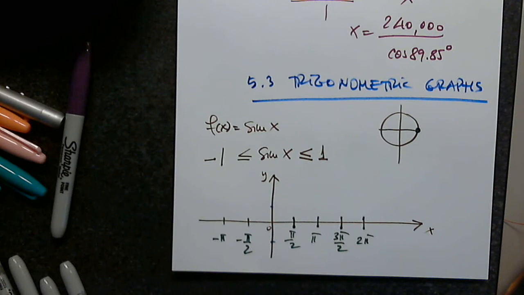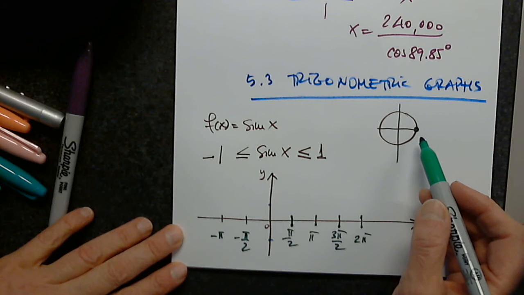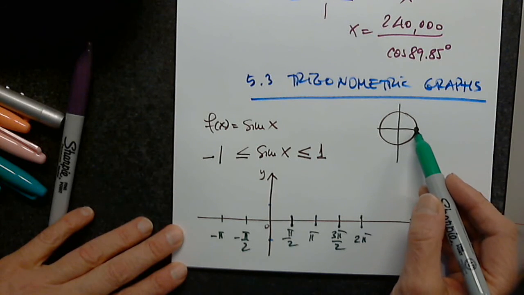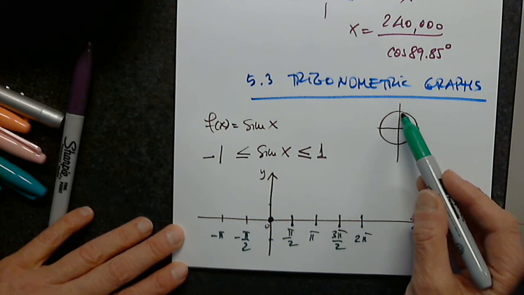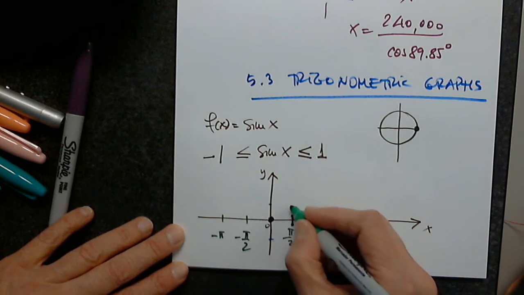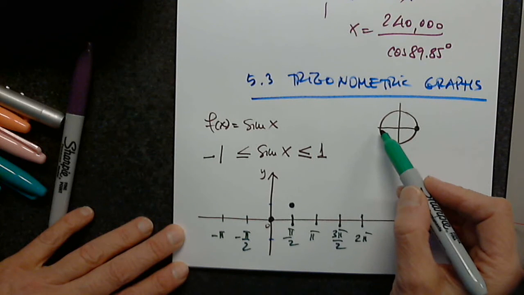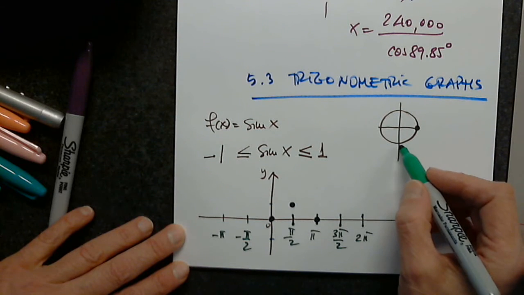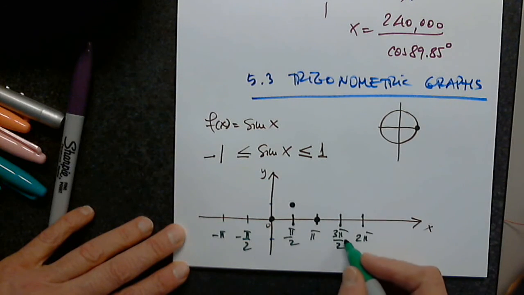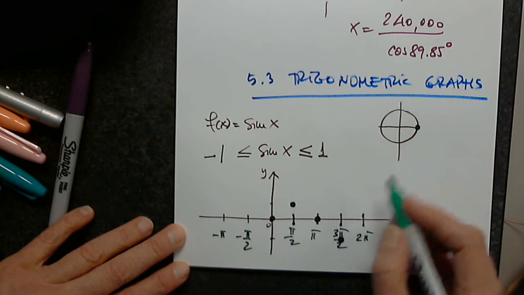Okay, perfect. So please tell me how much is sine 0? Remember, sine is measured on the y-axis, so it has to be the y-coordinate. 0. Sine pi over 2. 1. Sine pi. 0. Sine 3 pi over 2. Negative 1. Sine 2 pi. 0.